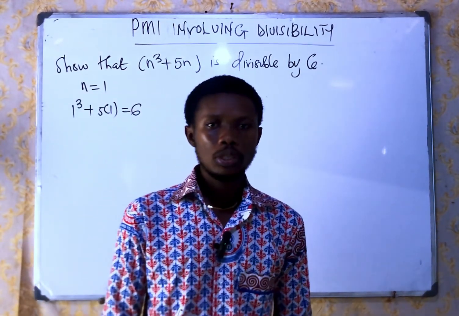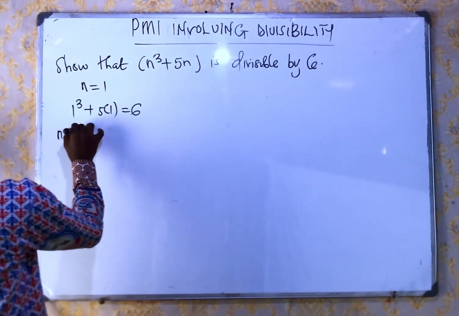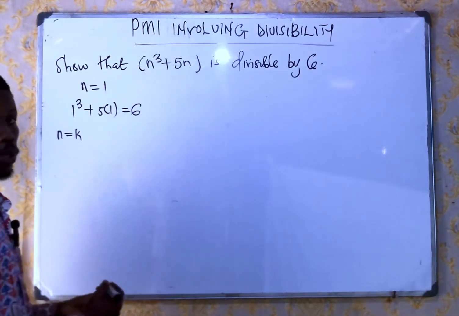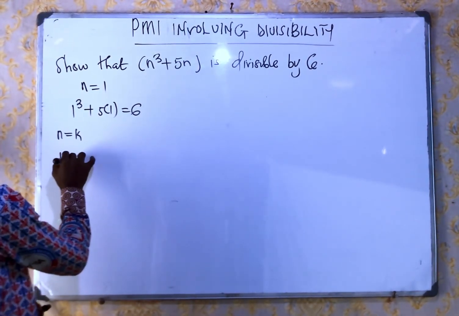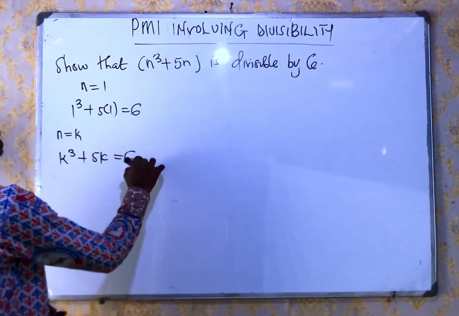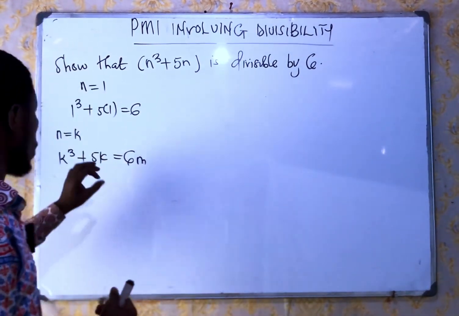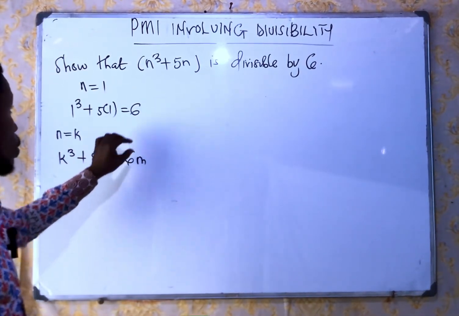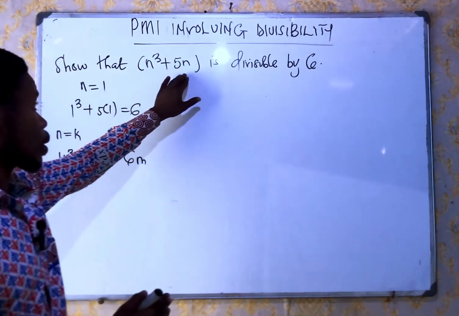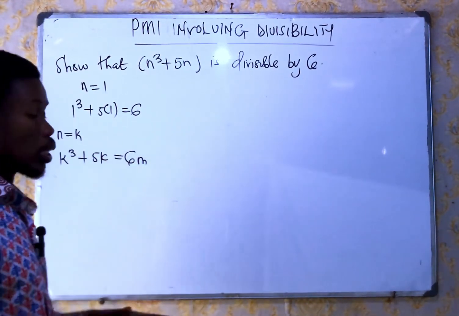The next thing that we have to do is to say that n equals k. When n equals k, if I substitute here, just like I did in the previous video, I'm going to have k cube plus 5k. Then you should let this one equal 6m. Why are you equating it to 6m? Meaning that you are able to show that, yes, if I substitute 1 here, I'll get a number divisible by 6. That means this particular mathematical statement here is divisible by 6. So I can easily say that the whole of this equals 6m.